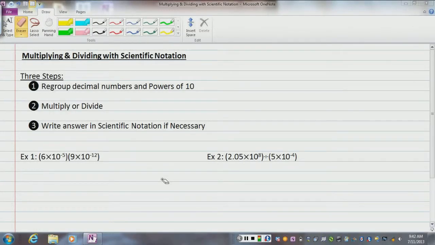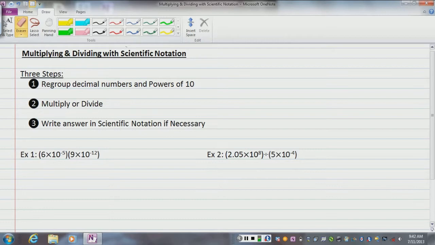Today we're going to talk about how to multiply and divide with scientific notation. Now we have three main steps. The first step is going to be to regroup our decimal numbers and our powers of 10. The second step is going to be to multiply or divide. And then the final step, and this isn't always necessary, is to write the answer in scientific notation if it's not already in scientific notation.